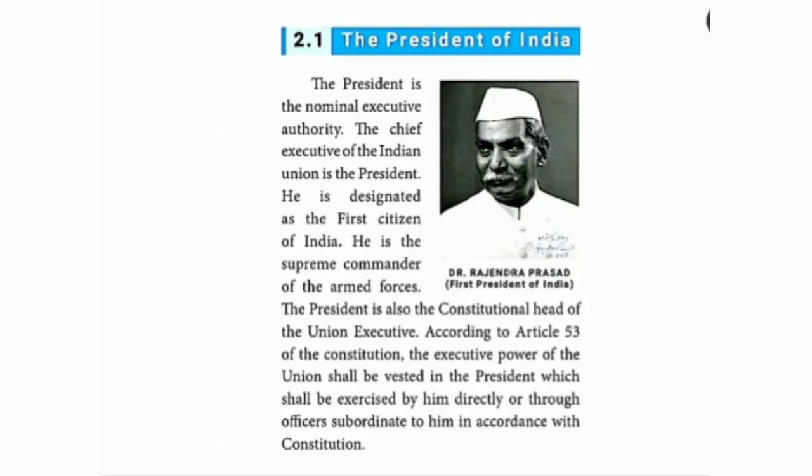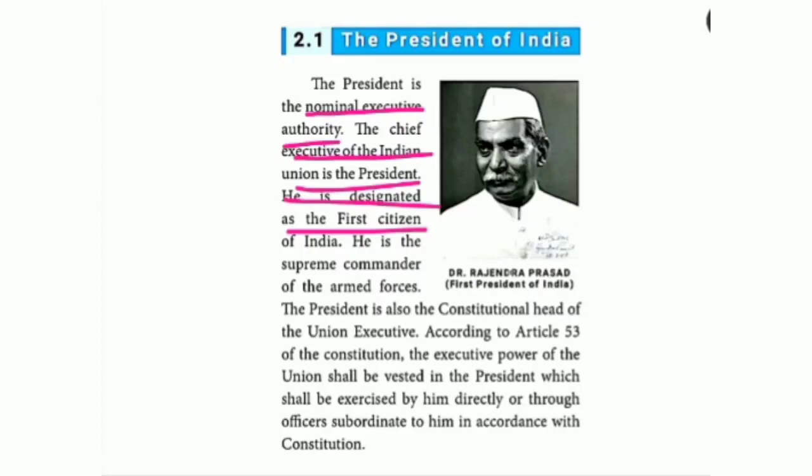This personality, you know very well, is Dr. Babu Rajendra Prasad. He was the first president of India. The president is considered the nominal executive head, with executive authority. The chief executive of the Indian Union is the president, who is the nominal head. Moreover, he is designated as the first citizen of India.